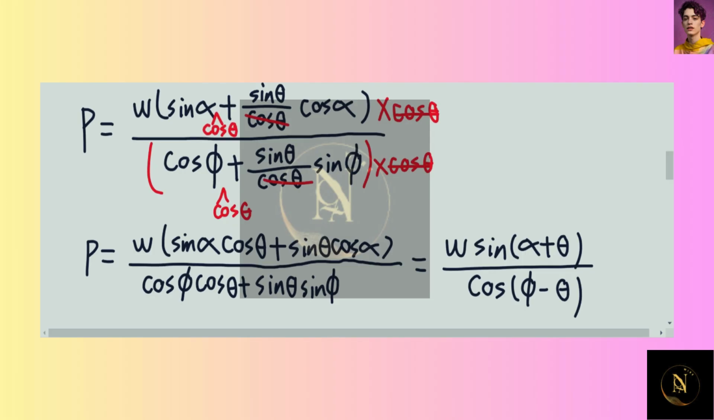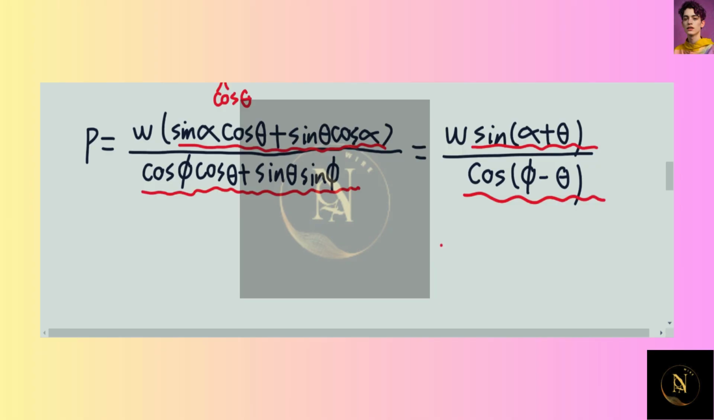So as you can tell, sine alpha times cosine theta plus sine theta times cosine alpha is equal to sine of (alpha plus theta), and cosine phi times cosine theta plus sine theta times sine phi is equal to cosine of (phi minus theta). Therefore, the magnitude of the force P is equal to W times sine of (alpha plus theta) over cosine of (phi minus theta). And this is the answer for this question.